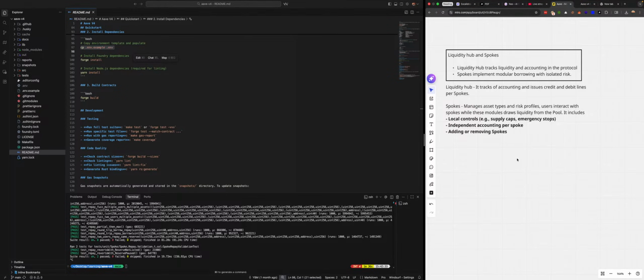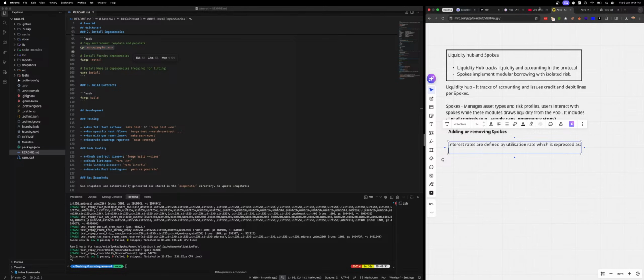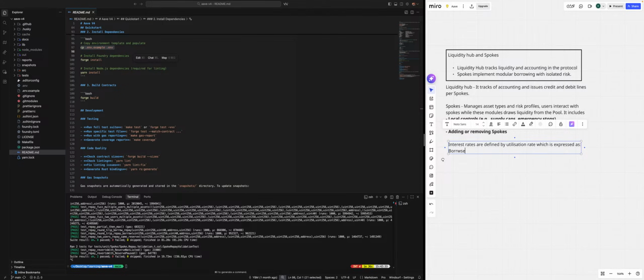Okay, let's write it down ourselves. Interest rates are defined by the utilization rate. So what would we write here? Borrowed over total.